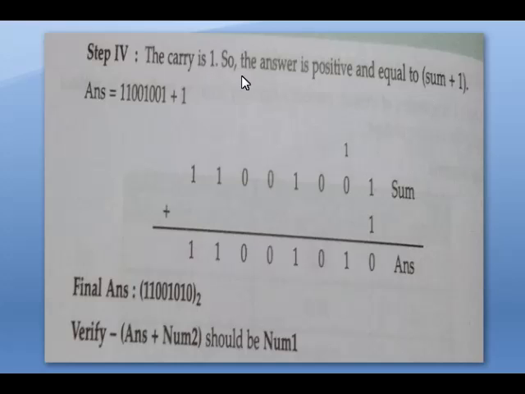If there is a carry of 1, what we have to do is add 1 to the sum. We got the sum as 1, 1, 0, 0, 1, 0, 0, 1. So we have to add 1 to the sum if the carry is 1. If the carry is 1, the answer is positive. If the answer is positive, we have to add 1 to the sum. So this is the final answer.